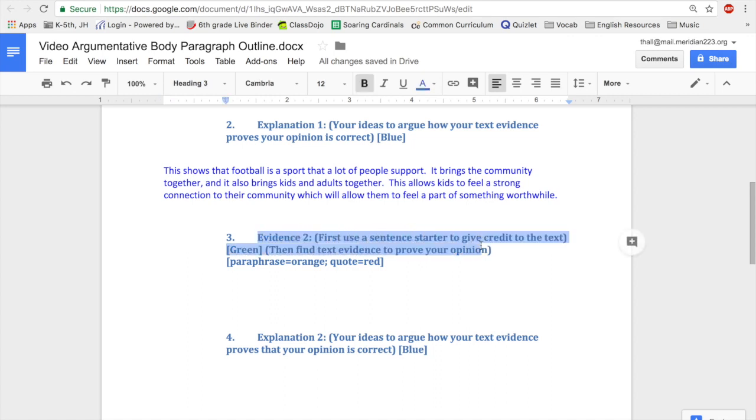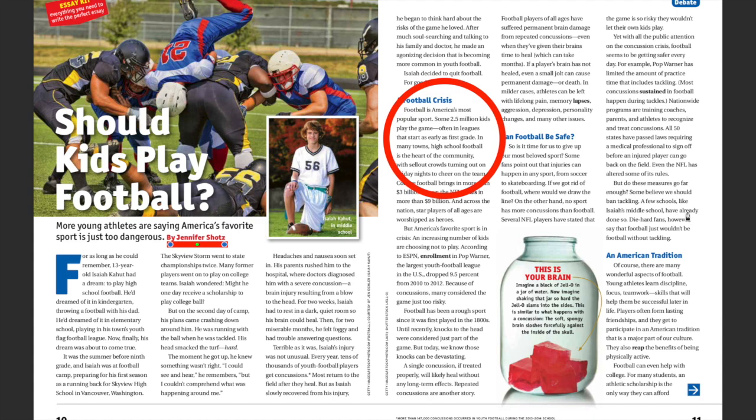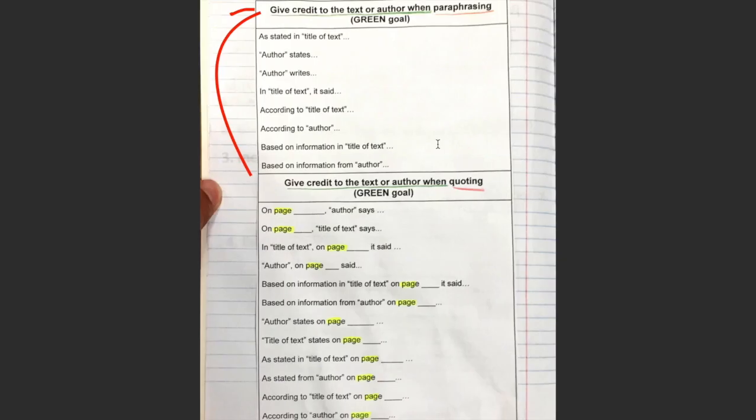This time I'm going to quote because I paraphrased once. So I'm going to go back to my article and I'm going to actually quote this section. Now remember, when we quote, the first thing we need to do is give credit to our text, and we're on the bottom section now because we're quoting.